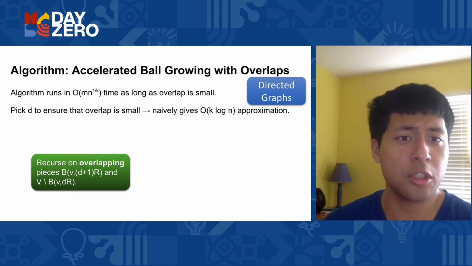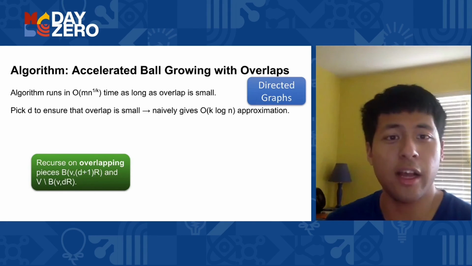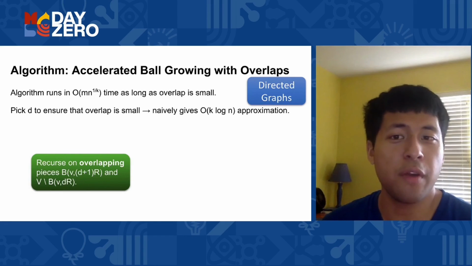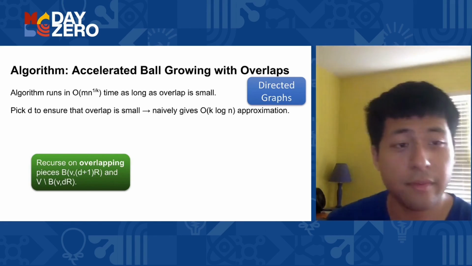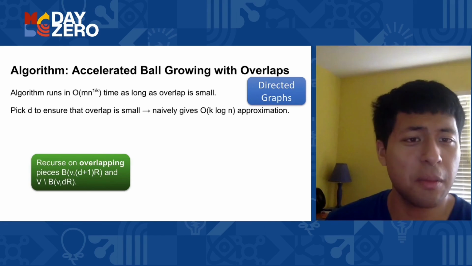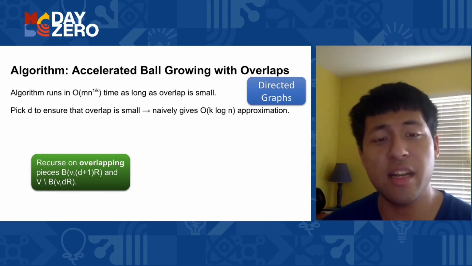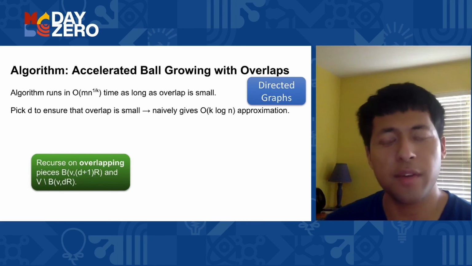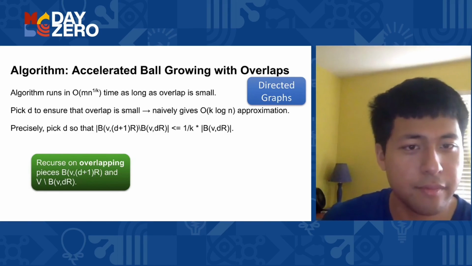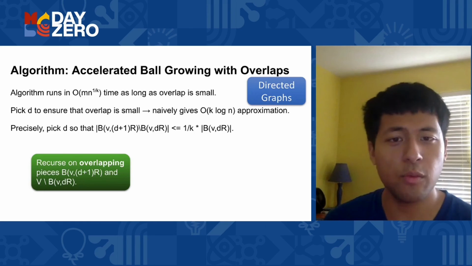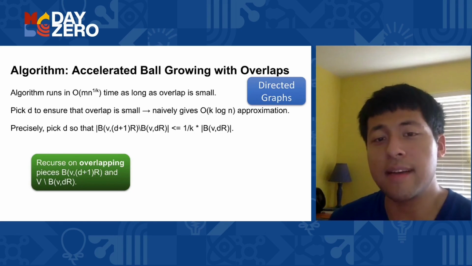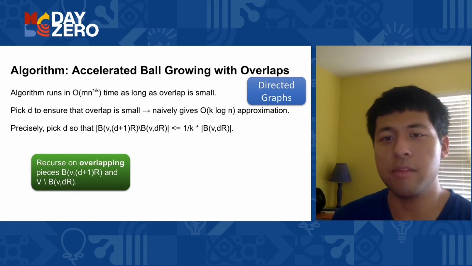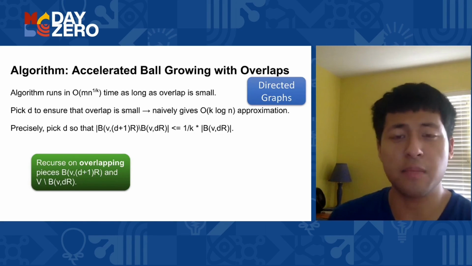Now the idea will just be if the pieces don't overlap as much or have very small overlap, then the algorithm will run very fast. So we're just going to pick d to ensure the overlap is small, and this will give a k log n algorithm. More precisely, we're going to pick d so that the overlap is size at most 1 over k times the size of the smaller ball.